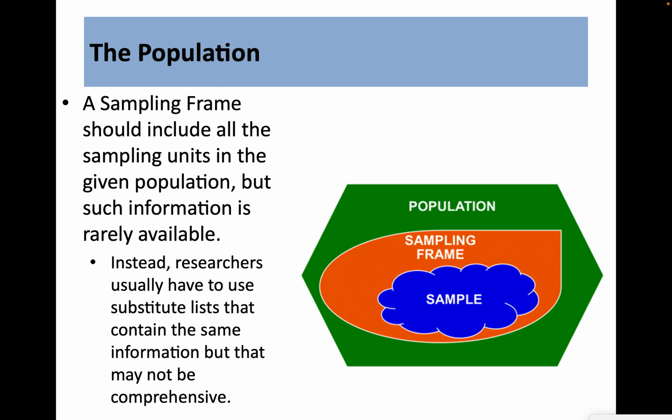A sampling frame should include all the sampling units in the given population, but such information is rarely available. Instead, researchers usually have to use substitute lists that contain the same information, but that may not be comprehensive.